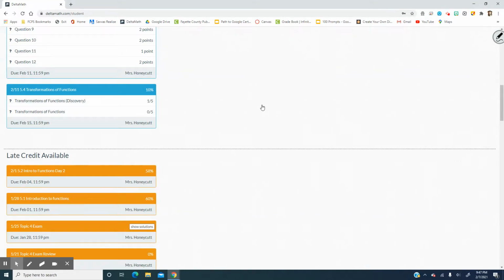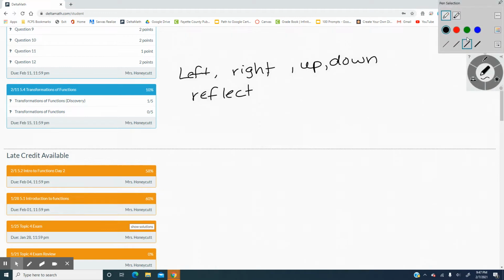Today we're going to be covering the lesson about assignment 5.4, transformation of functions. This lesson is about how to shift a function to the left, to the right, up, down, how to reflect it across the x-axis or y-axis, and then also how to stretch and shrink the function. So let's get started. There are two sections in your assignment.